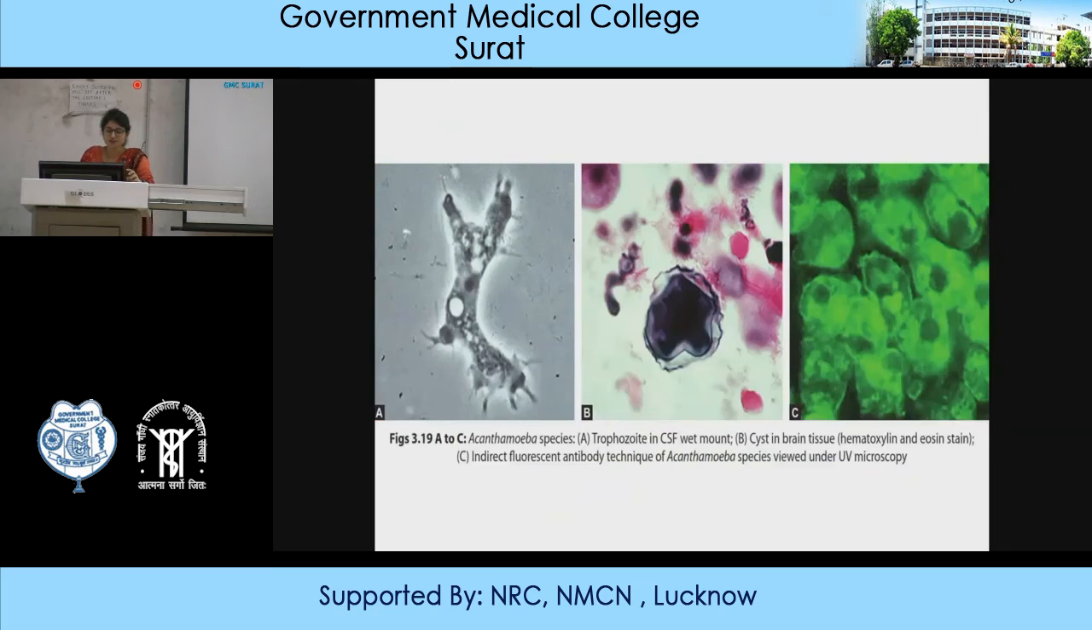So this is the picture of the trophozoite of Acanthamoeba. This is the trophozoite form. This is the cyst form. Here you can see the wrinkled cyst wall. And this is the indirect fluorescent antibody of Acanthamoeba under UV light.